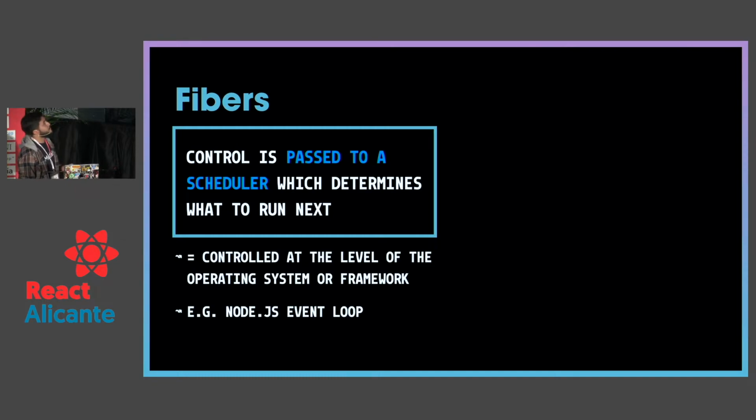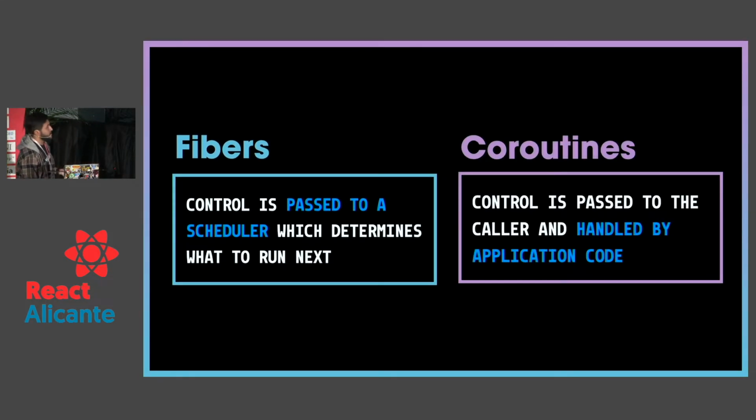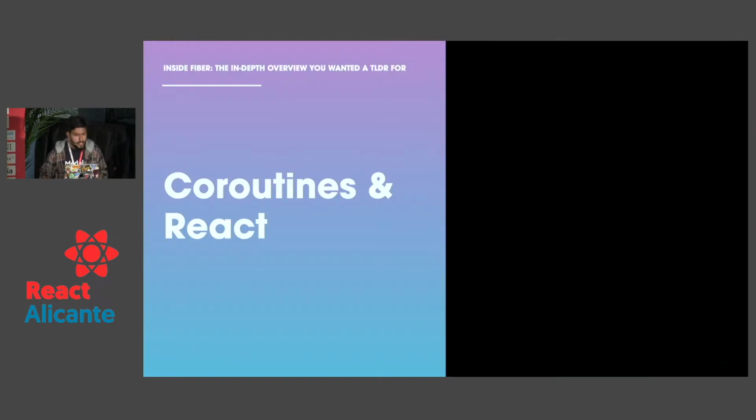So recapping a bit before we move forward, in fibers we have control passed to a scheduler, in this case the scheduler of React. And this scheduler is going to determine what's going to be run next. And this is controlled at the level of framework or operating system, be it whatever. It could be the event loop in Node. And in coroutines, we have control passed to the caller, and it's handled by your code, by application code. So what does it have to do with React?